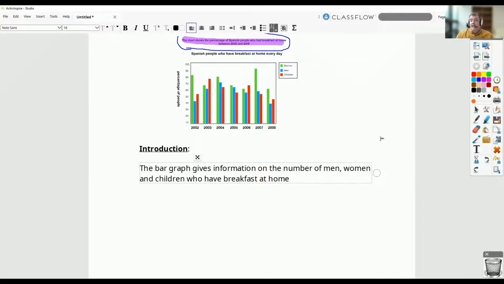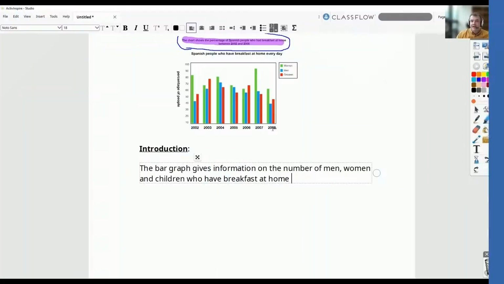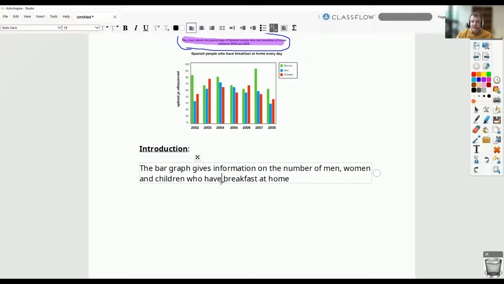And actually here we need to change one thing. Have you noticed something I missed? If you look at the dates, it's 2002 to 2008, so we're in the past, obviously, right? Let's make sure our verbs are in the past tense. Okay, so the bar graph gives information on the number of men, women, and children who had breakfast at home.